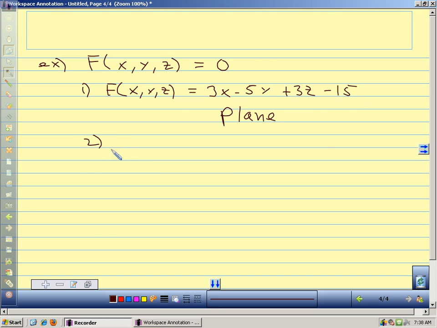How about f of x, y, z is x squared plus y squared plus z squared minus 25? Sphere, right? And the radius is 5. So this is a sphere with a radius of 5.